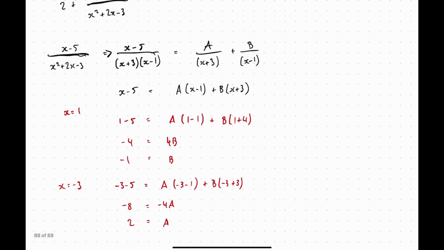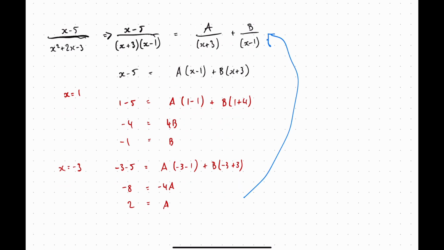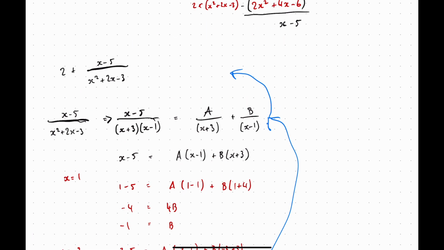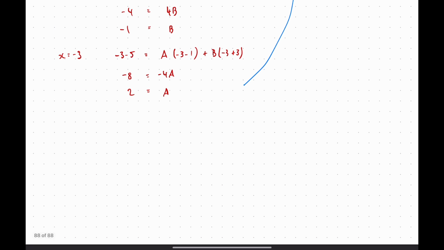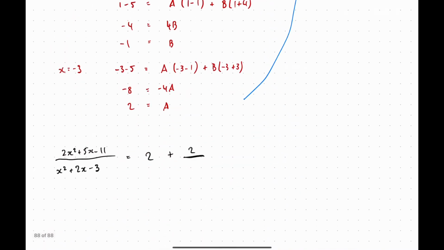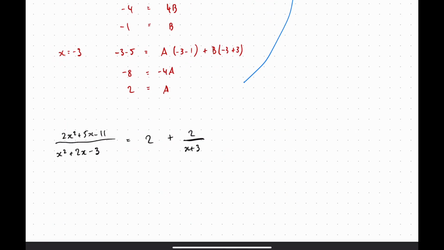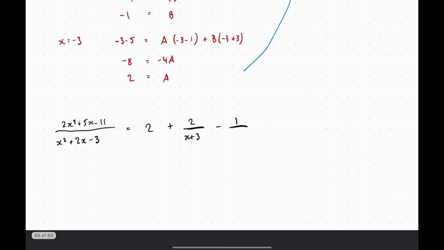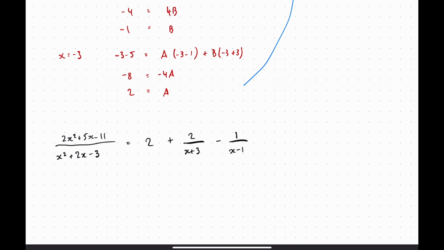Now I can go back and put it into my partial fraction, and once I put it in, I can just say 2 plus that. So the final answer is going to be rewritten as 2x squared plus 5x minus 11 over x squared plus 2x minus 3 is equal to 2, plus my a term, which is 2 over x plus 3, and my b term, so minus 1 over x minus 1. Okay, and that's it. So if the polynomial on top is greater than the polynomial on the bottom, the first thing you have to do is divide and then do partial fractions.